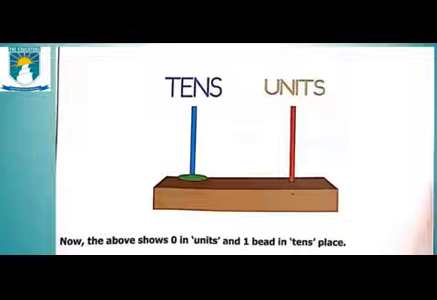Dear students, now we will learn the place value with the help of abacus. An abacus has two vertical rods. You can see in this abacus the rod on the right side denotes digits at units place and the rod which is on the left side denotes digits at tens place. Now there is only one bead in tens column. So the above shows 0 in units and 1 bead in tens place.